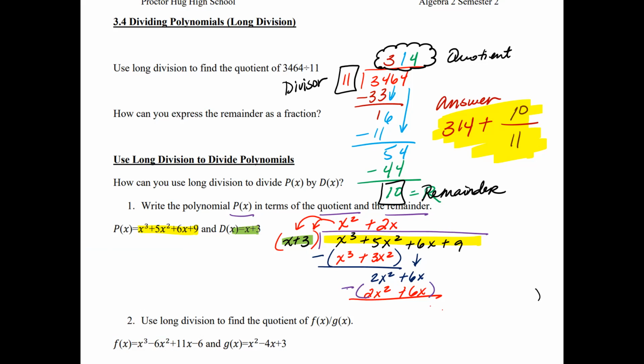And once again, you're going to subtract them. So then what you see here is you're going to end up canceling and canceling. And then you're ending up with a 0, right? Bring down your 9. Guess what? That 9 is going to be your remainder. Okay, your quotient once again is right here on top, and the x plus 3 is your divisor.